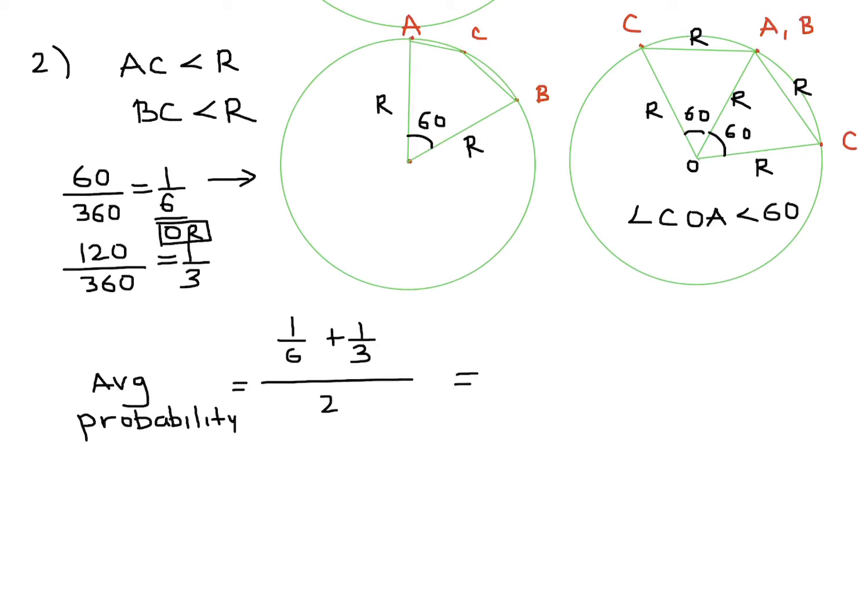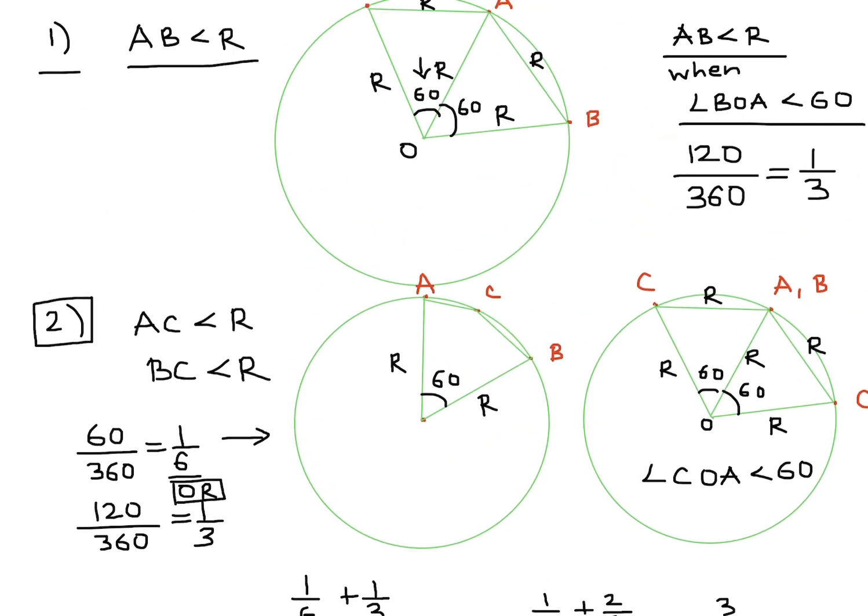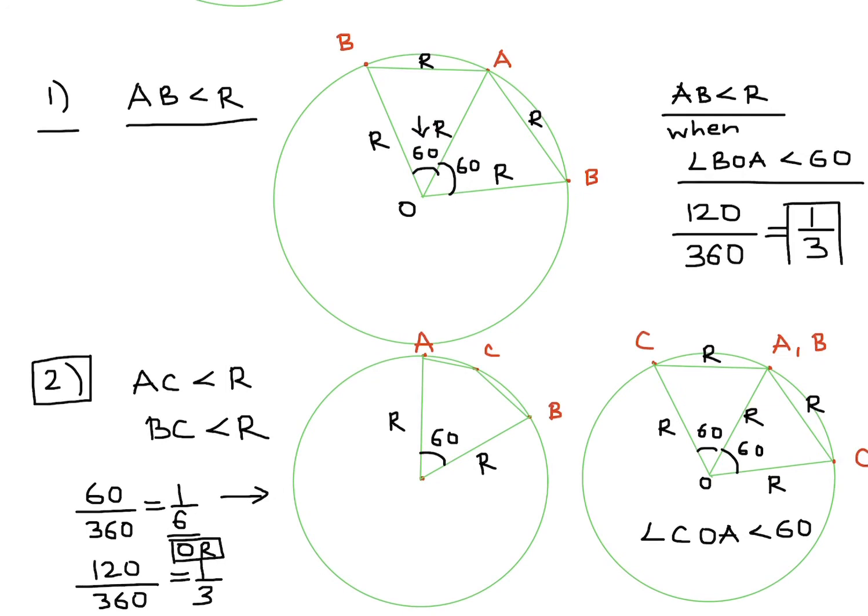So this looks like 1 over 6 plus 2 over 6, all over 2. So this looks like 3 over 6 over 2. Invert and multiply, and you'll get 3 over 12, which is 1/4. All right? So 1/4 is scenario number 2, and 1/3 was the probability for scenario number 1. Now we want all these scenarios together.